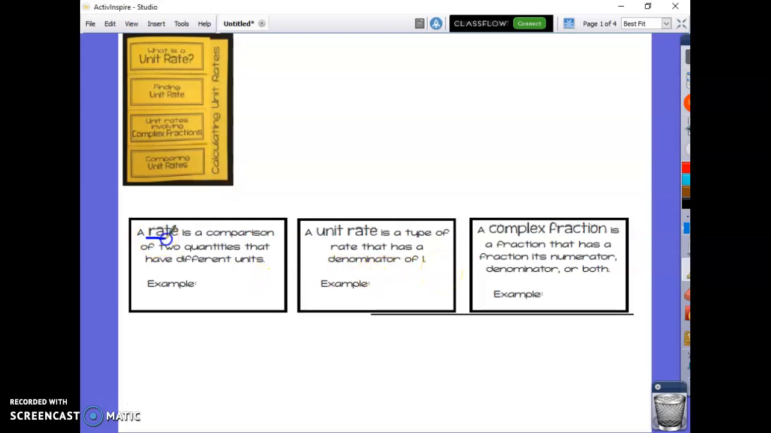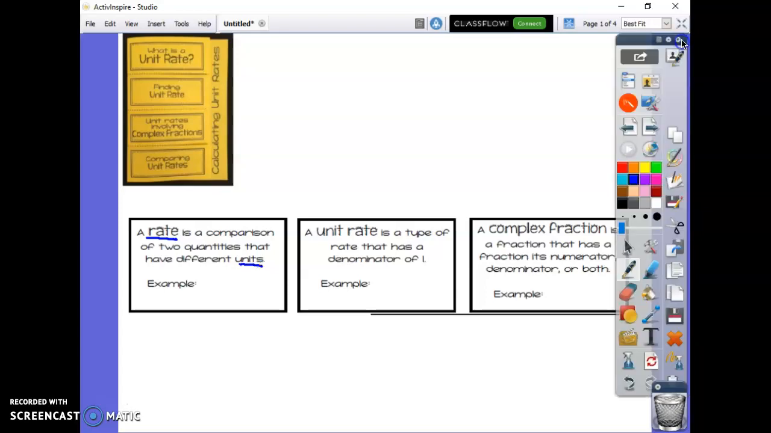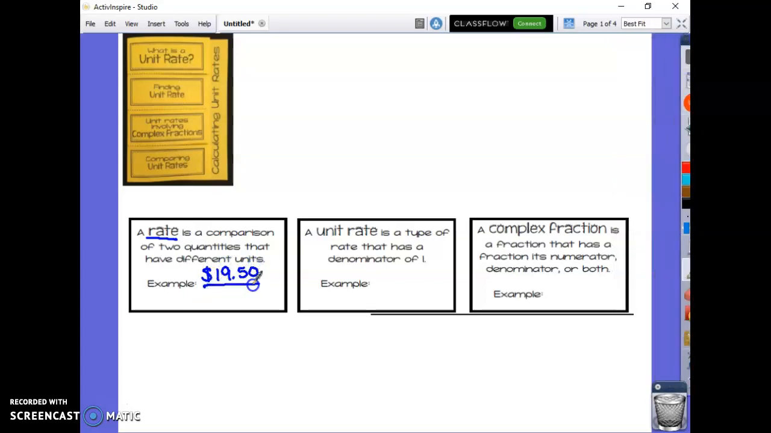A rate is a comparison of two quantities that have different units. What are units? Well, units are your feet, your miles, your inches, your gallons. All of those are different examples of units. If you look at $19.50 right over here for 3 burgers, well, dollars and burgers are two different units, and these are comparing quantities, 19.50 and 3, with two different units, right?